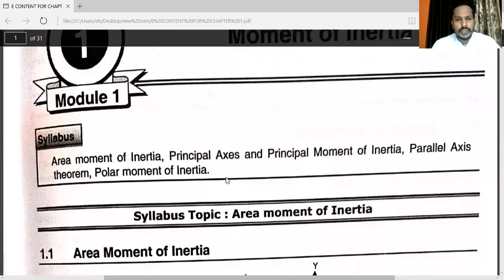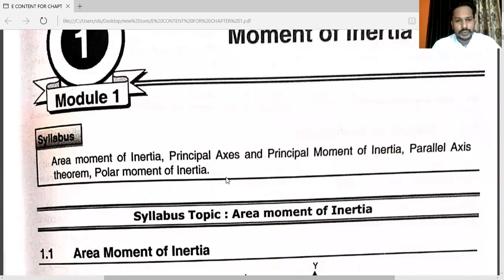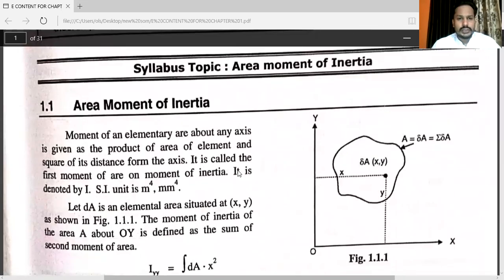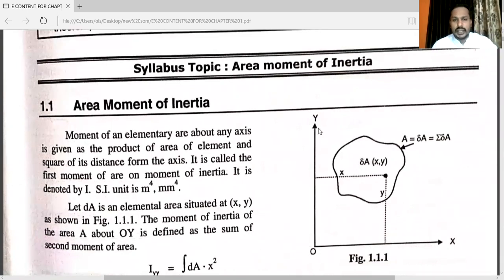See, in the first year, we studied types of forces, system of forces. Here, in this topic, the first subtopic is area moment of inertia. In this topic, you can see this diagram. See, in this diagram, OX is the horizontal axis. You can see this axis, that is OX. This one is the vertical axis, that is OY. See, this is the area. It's an irregular shape.